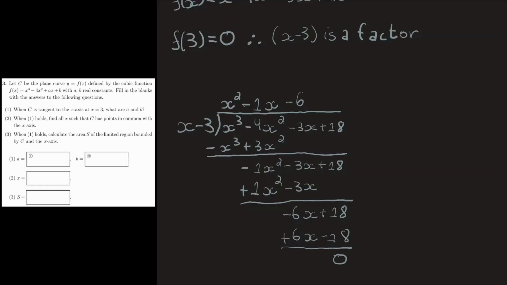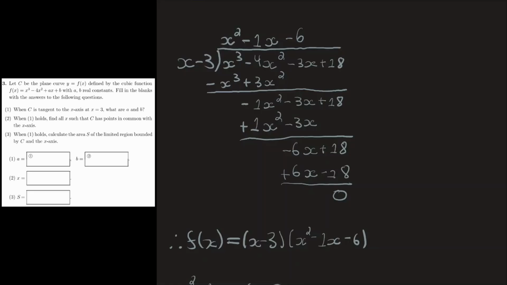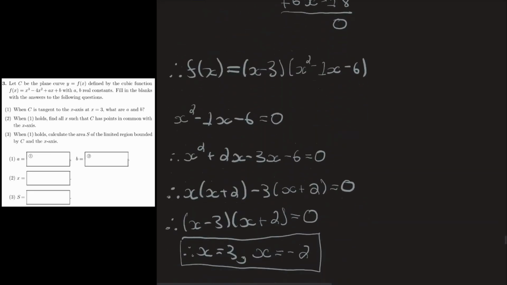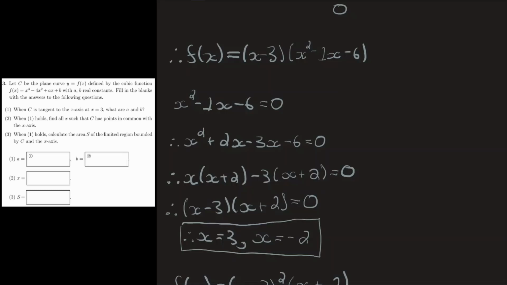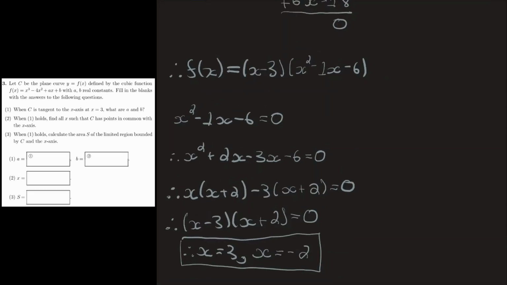So once you do the long division, you'll find that our function equals x minus 3 times x squared minus x minus 6. So now we have a quadratic, which you should hopefully already know how to factor. Once we do that, we find that the quadratic part equals x minus 3 times x plus 2, which means that we have the x-intercepts 3 and -2.